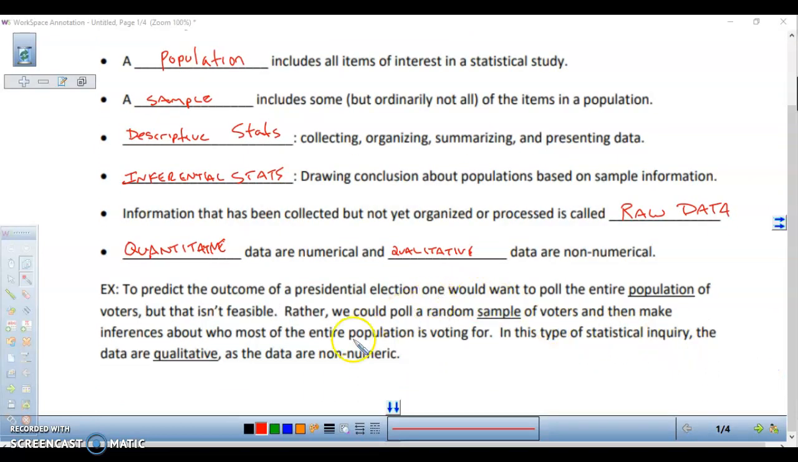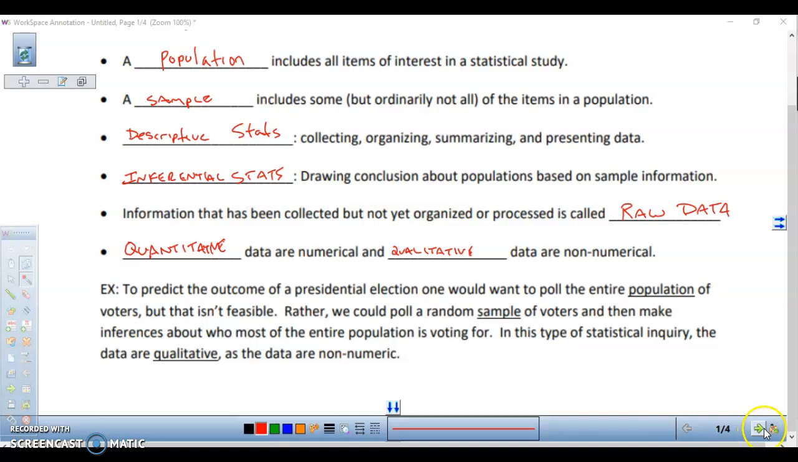So how this all kind of fits together. To predict the outcome of a presidential election, if we wanted to really make a true prediction, then we would have to poll the entire population of voters. But that's not feasible, to ask every single voter in the country, who are you going to vote for? So rather what happens is we poll a random sample of voters, and then we make inferences about who most of the entire population is voting for. In this type of statistical inquiry, the data are qualitative because we're not asking numbers, we're asking, hey, who are you going to vote for? Okay? So, yeah, that's that.